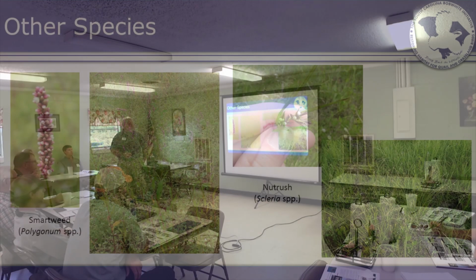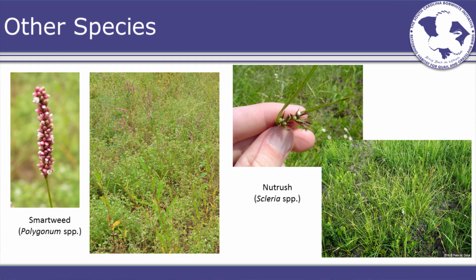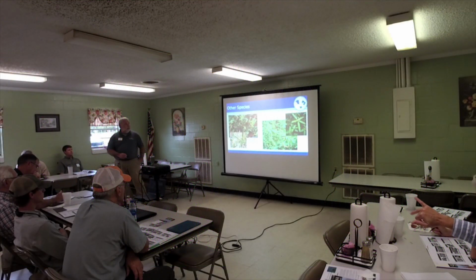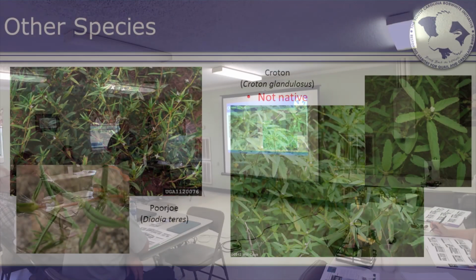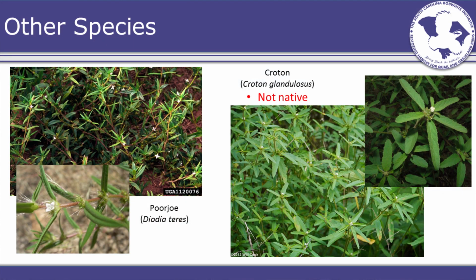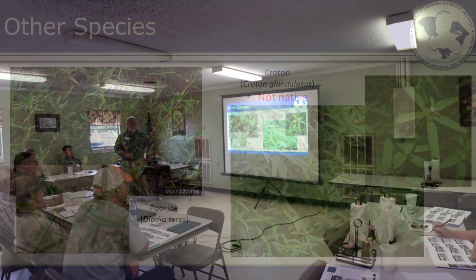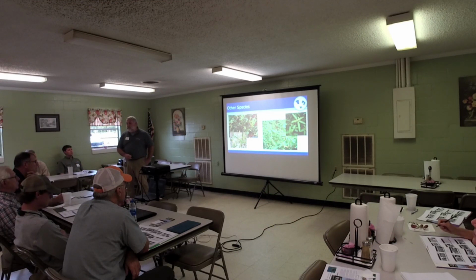A few other incidentals, smartweed, the polygonums are good seed producers for quail. Some of the nut rushes, the scleria, produce seed. Partridge pea, I'm sure you're all familiar with partridge pea, the Chamaecrista. They produce a lot of good seed production for quail, and I think it's a good deer browse as well, isn't it? And croton, it's one of the few non-native species that I included in here, but croton produces a seed that's very good for quail, heavily used by quail as well.